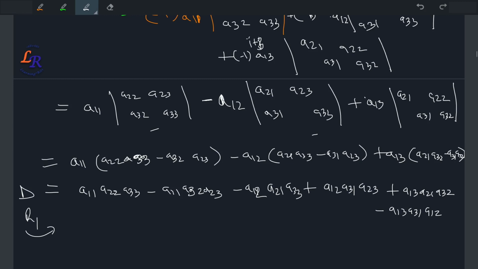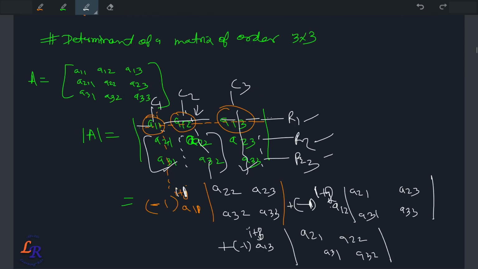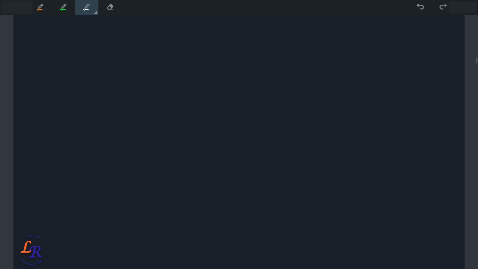The same thing you can do with row 2 as well. For example, you just saw that you expanded it with row 1, so you can do the same thing with row 2. So how will it look? Let me write it again. The determinant A is: A11, A12, A13, A21, A22, A23, A31, A32, A33, right?